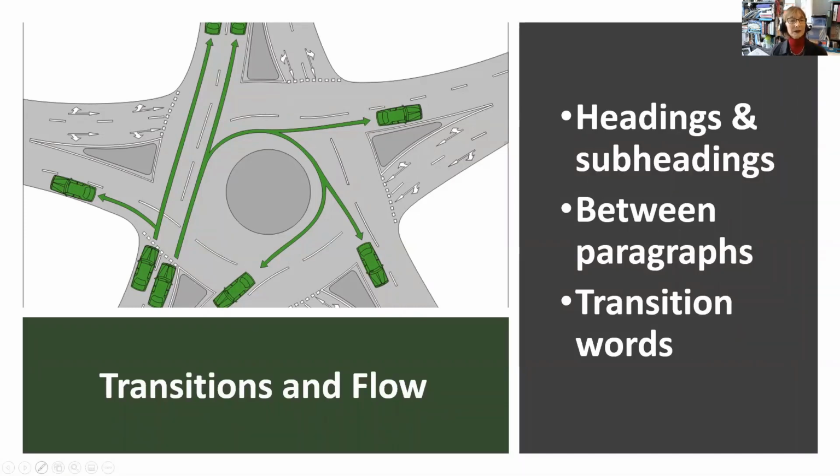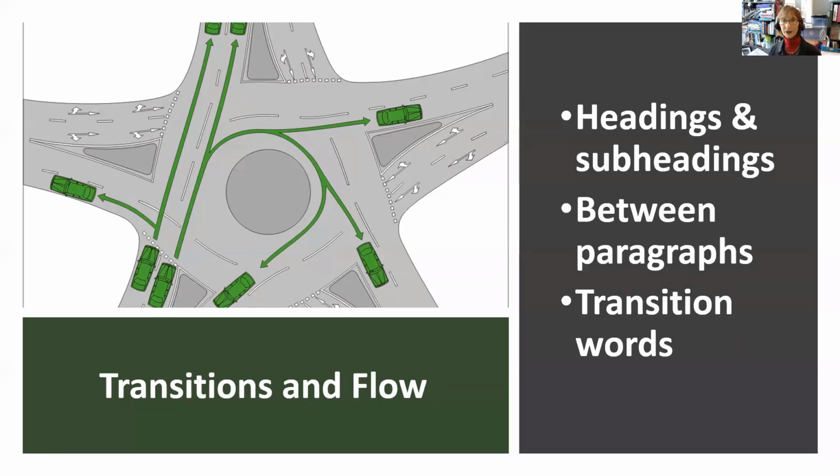Transitions and flow. If you look at the picture, there is a roundabout. Roundabouts are supposed to help with transitions and flow. I'm not sure that they do. I think they might create more problems. But in an article, you want to look at having things like set headings and subheadings. If you think of it like traffic, you're trying to navigate through an article. And headings and subheadings help you do that.